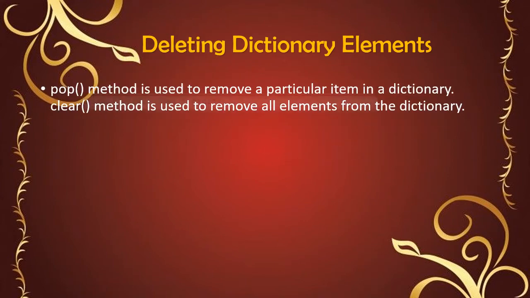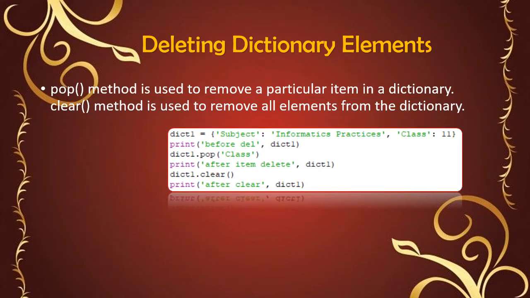And next, using the pop method, we can remove a particular item in the dictionary, and the clear method removes all the elements from the dictionary, but the dictionary name will remain, it will not be deleted. But with the del function, not only the entire elements but the dictionary name also will be deleted. That is the difference between the clear and del methods.